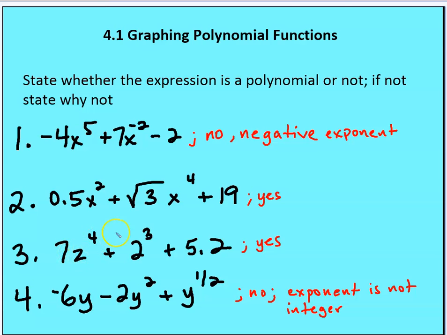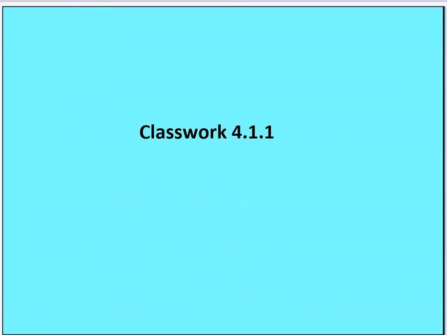Next one, yes, this base, 2 to the power of 3, is some number, as is 5.2, and I could even say 3.5 would be fine. It's some constant value. Even though this is a fractional exponent, this entire value is a constant. If this base were a variable and this were a fractional exponent, then it would not be a polynomial function. And then the second one, no, I have an exponent that is not an integer, it's a fraction. So this brings us to classwork 4.1.1.